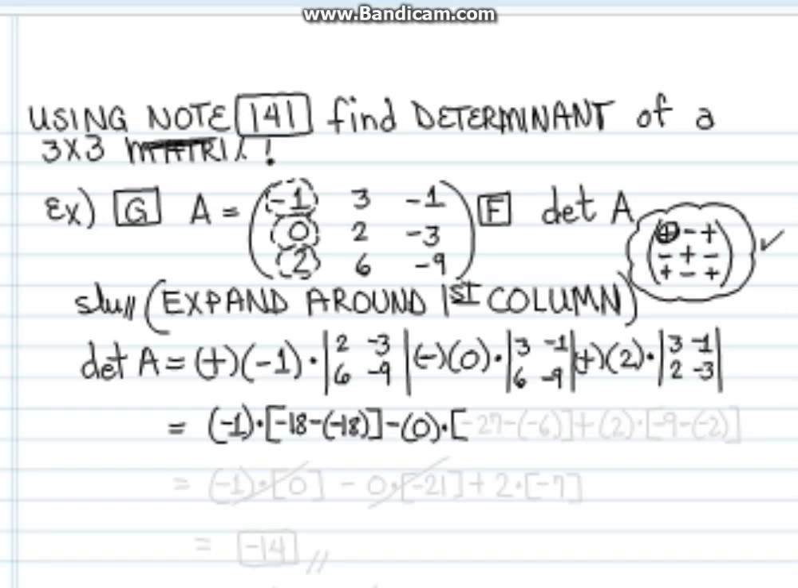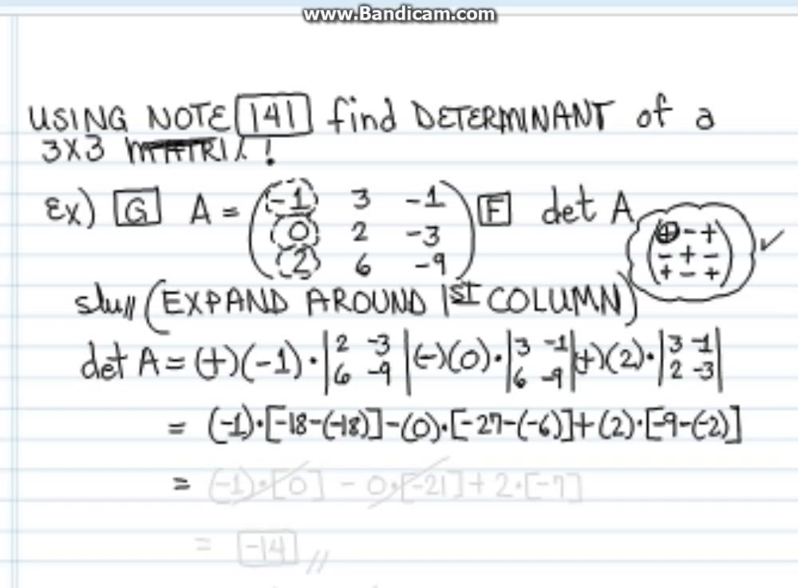3 times -9 is -27. Then we subtract the other cross product. 6 times -1 is -6. Then plus the next number, 2 times bracket cross product minus cross product. 3 times -3 is -9 minus 2 times -1 is -2. See, we know how to take determinants of little 2 by 2s, so we broke down the big 3 by 3 into a series of little 2 by 2s.